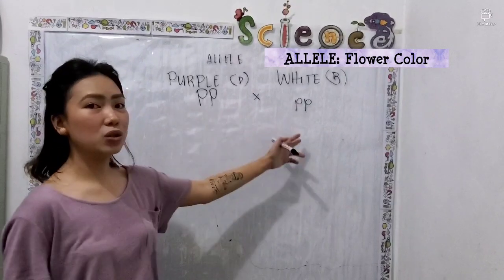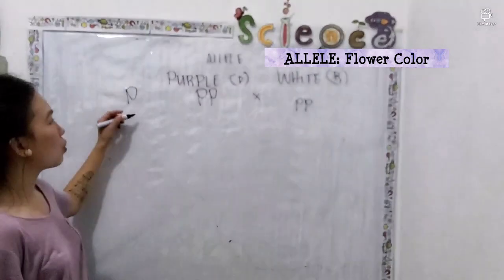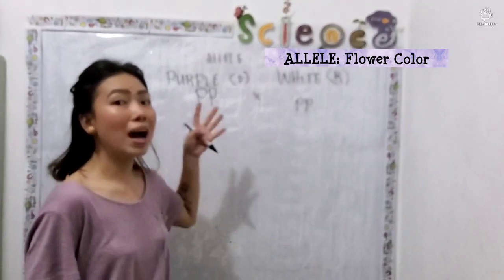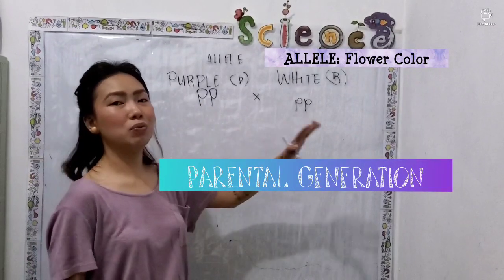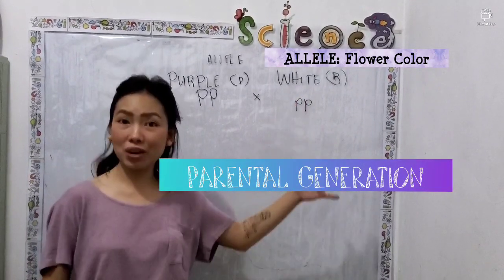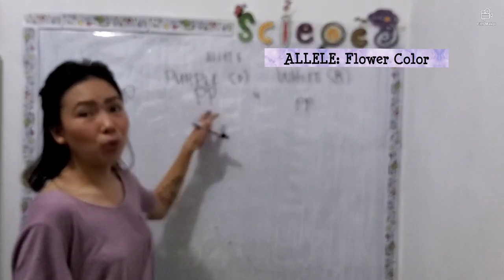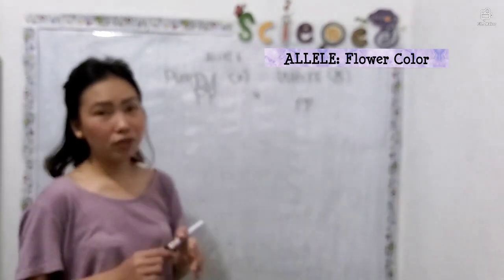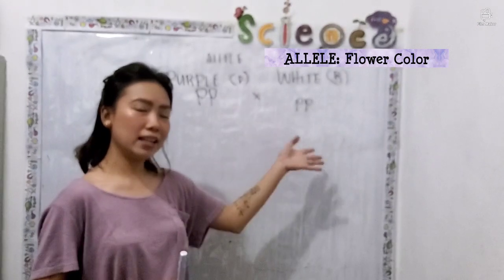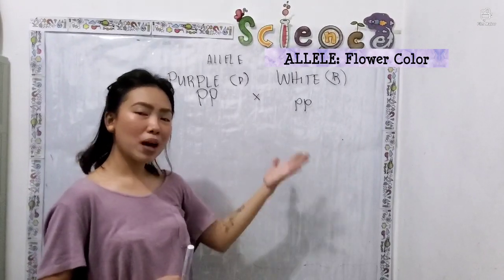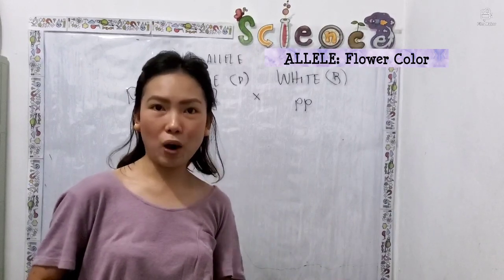So these two alleles will be our P generation. So when we say P generation, that is our parental. Diba sila yung parents? This would be, for example, the mother, and this would be, for example, the father. Then those are our parents in the monohybrid cross. Now, we wanted to know what would be the color of the flower if we cross a dominant purple and a recessive white.